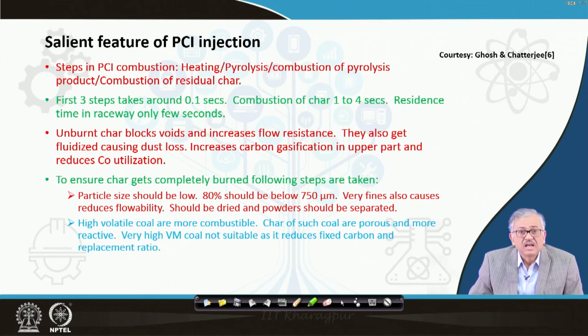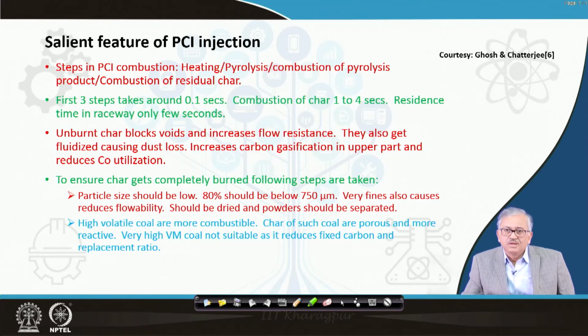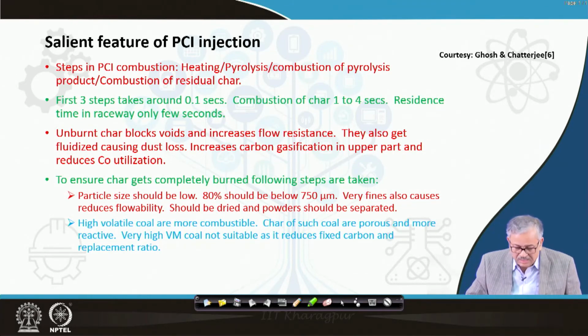And it has been found that high volatile coals combust better, because the char produced from high volatile coal is also very porous and very reactive. As a result, they burn faster. So high volatile coal is good, but too much volatile is not good either, because everywhere there is a ceiling. Optimum volatile matter is required, but on the higher side. If it is too high, it will reduce the fixed carbon in the PCI, and then you may not make up the replacement ratio. So that is another thing.